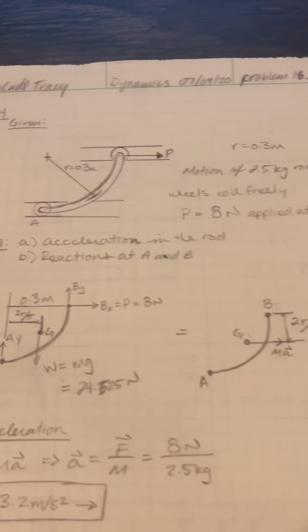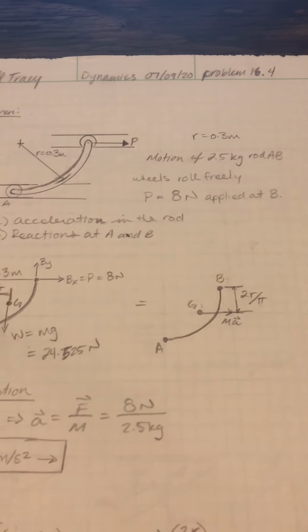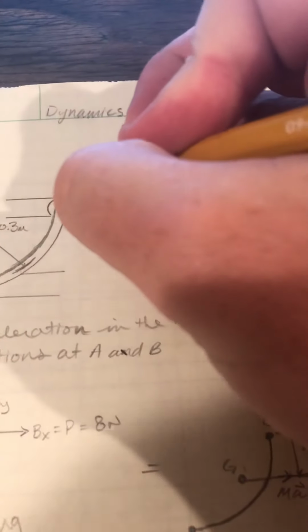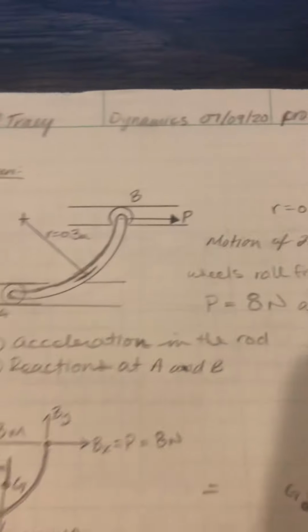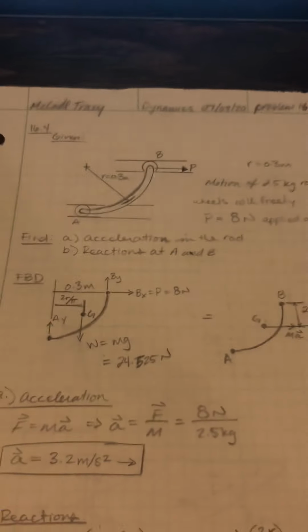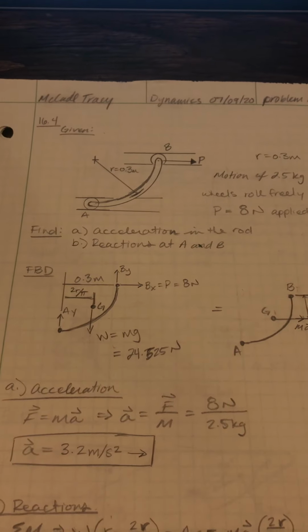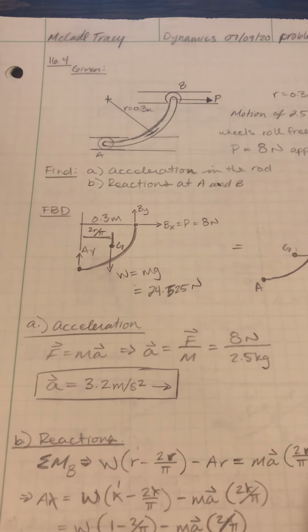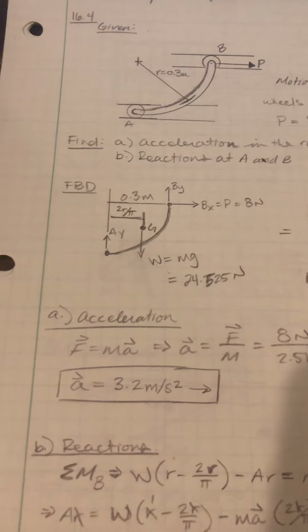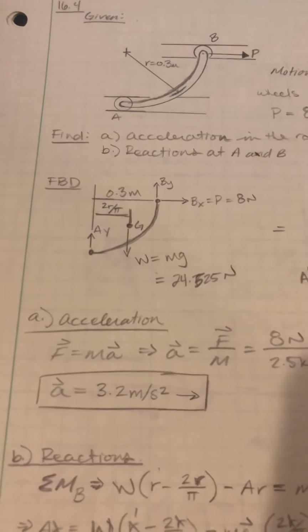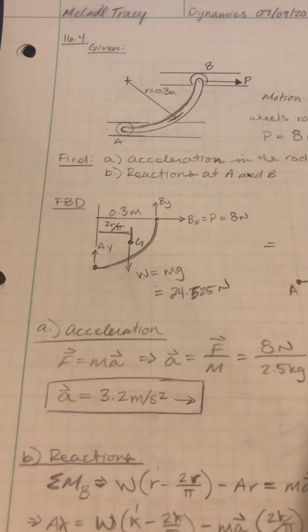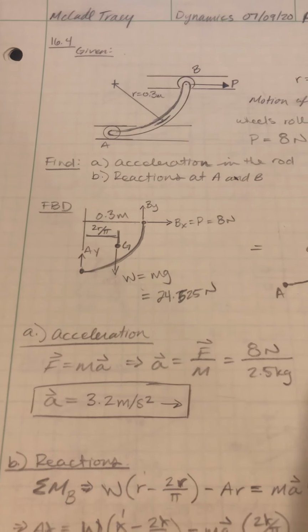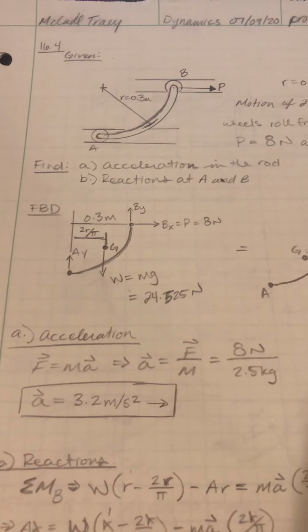We have a force P that is 8 newtons applied at B, which I need to add. So we're being asked to find the acceleration of the rod and the reactions at A and B. So first, drawing a free body diagram, we have our vertical components at points A and B, and we know that our component in the x direction at B is equal to P, so the 8 newtons.